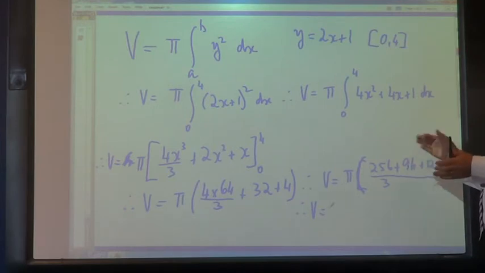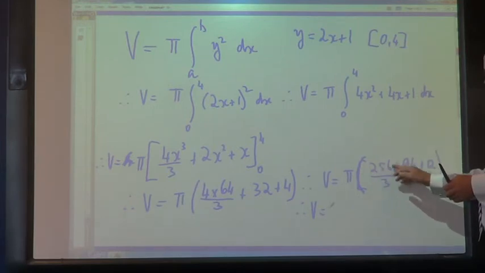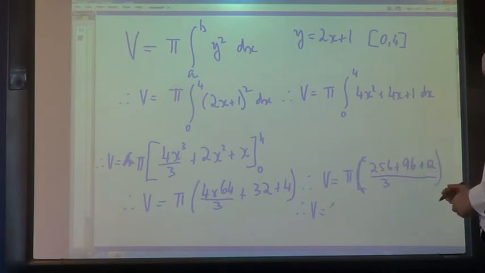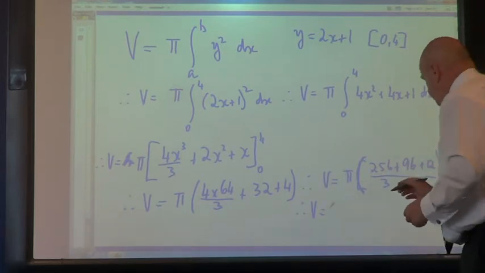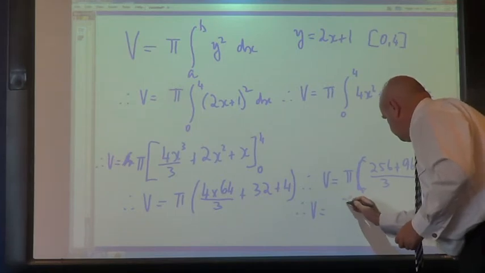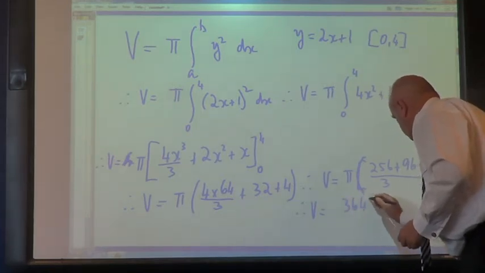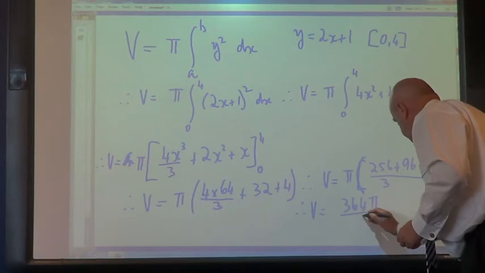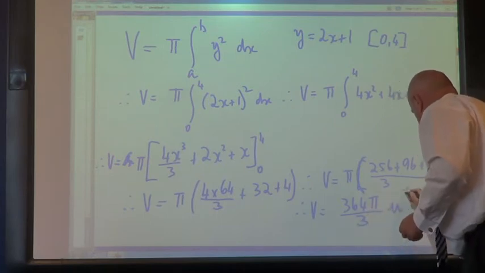256 plus 96 is nearly 100, isn't it? So 356 take 4 is 352, plus 12 is 364. Yes, 364. So volume equals 364 times pi on 3 units cubed.